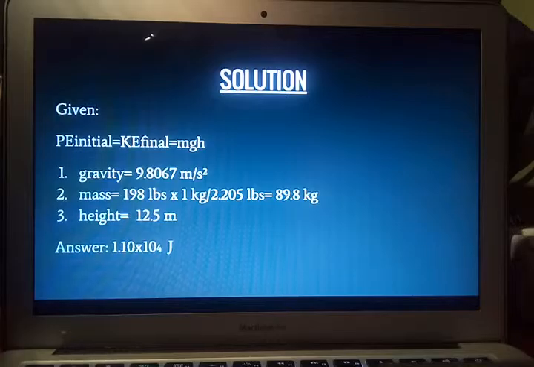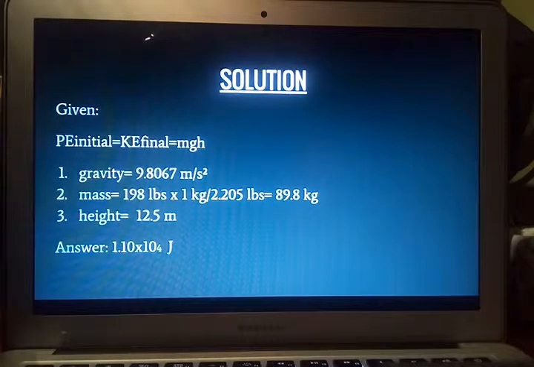So to understand this problem, we need to understand the relationship between the initial potential energy and the final kinetic energy. And in this case, they're actually equal. So we're going to use the potential energy formula, which is mass in kilograms times gravity in meters per second squared times the height in meters.